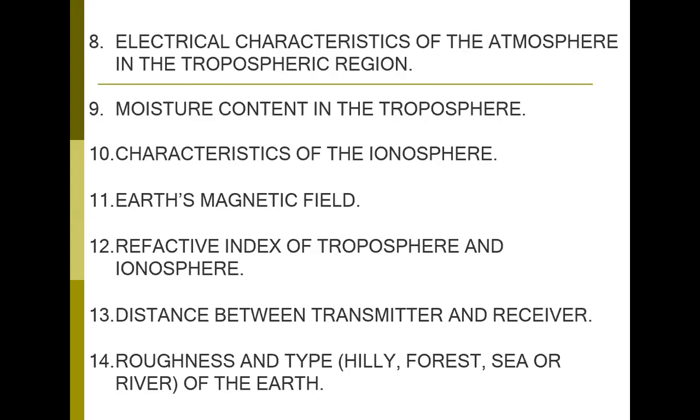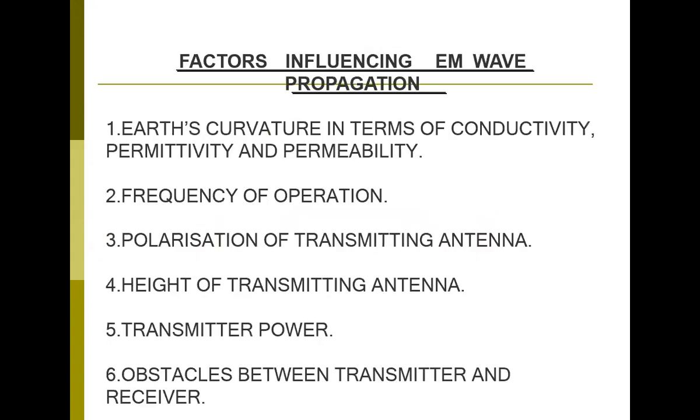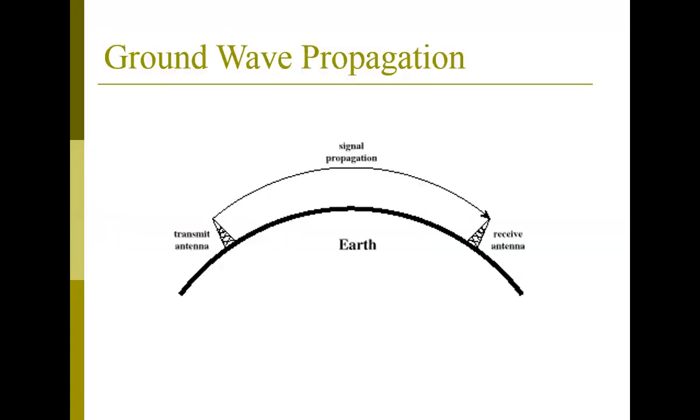Roughness of the surface, and its type, either hilly, forest, sea or river. These all play an important role in influencing EM wave propagation, ground wave propagation. We have already discussed the transmitting antenna and receiving antenna. The signal is propagated through line of sight.